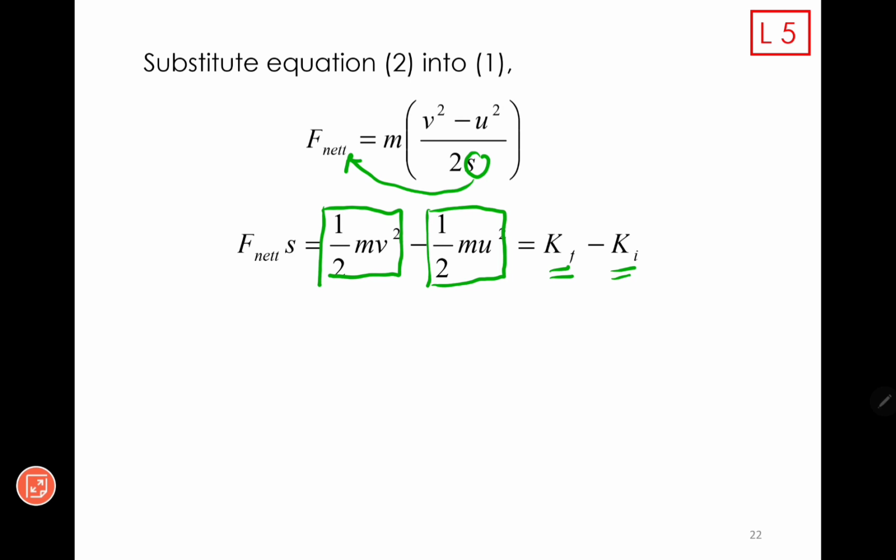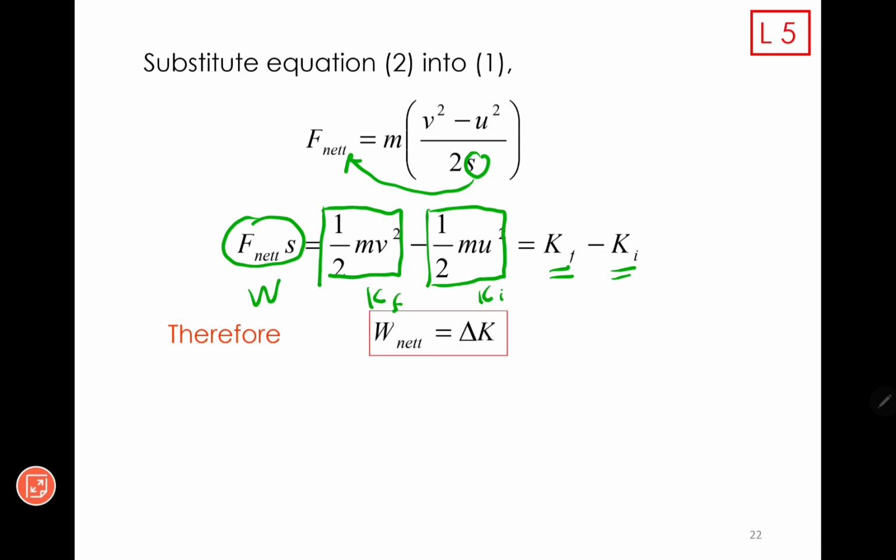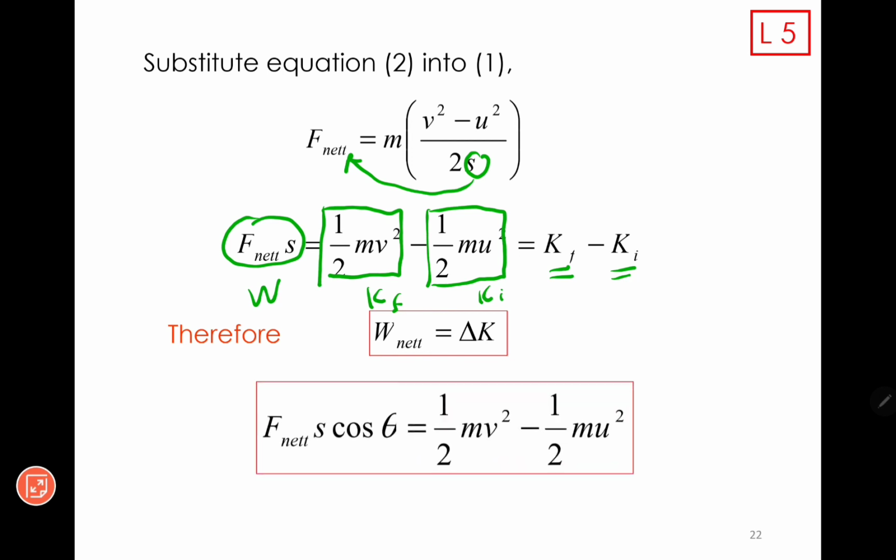From this, Fs gives you work. So this is work, this is K final, and this is K initial, giving you work net equals delta K. By expanding the equation, work equals Fs cos theta, and delta K is K final minus K initial, which is half m v squared minus half m u squared. So this is the work energy theorem. Remember, the work done equals the change in kinetic energy.